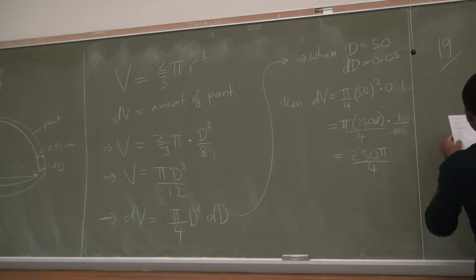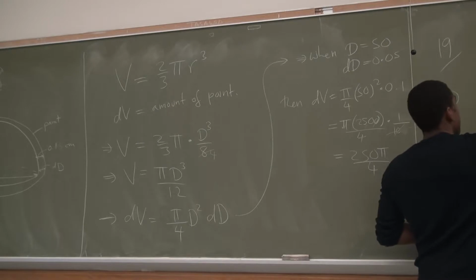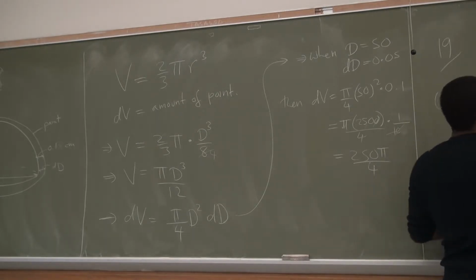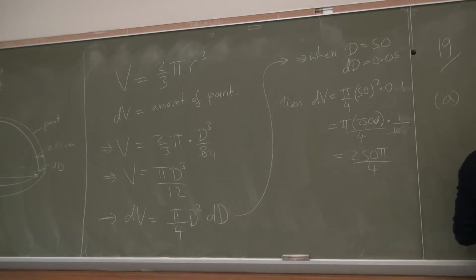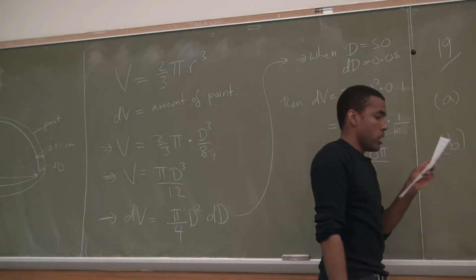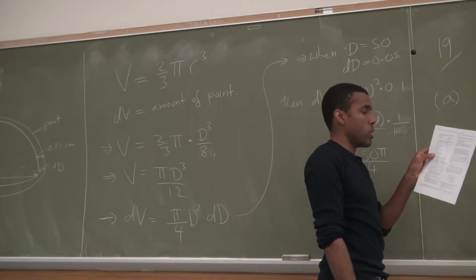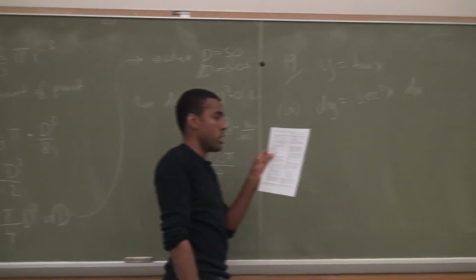Number 19. You know that y is equal to tangent x. Part A, find the differential dy. That's part A. Part B, evaluate dy when x equals pi over 4 and dx is minus 0.1.